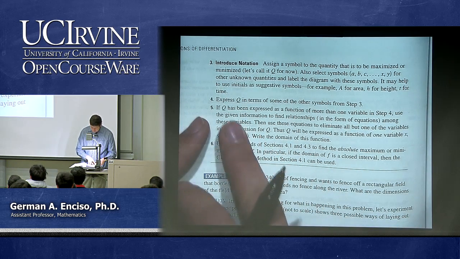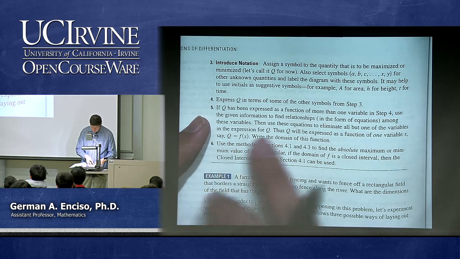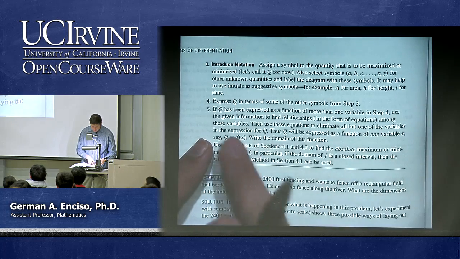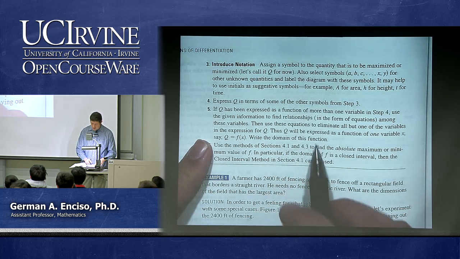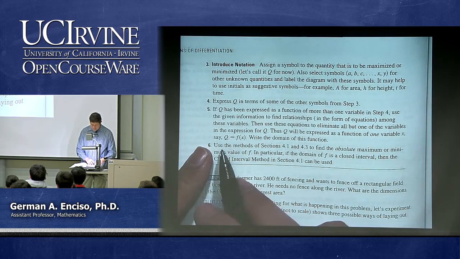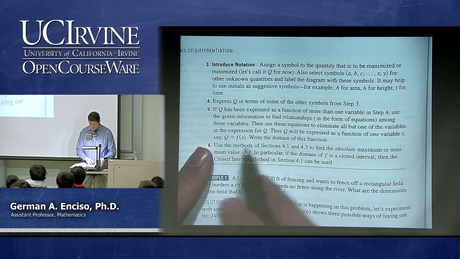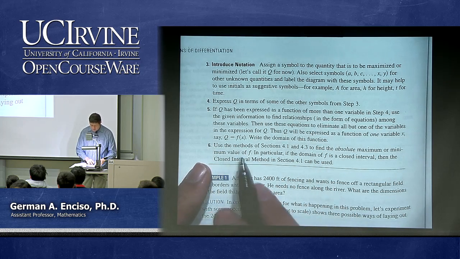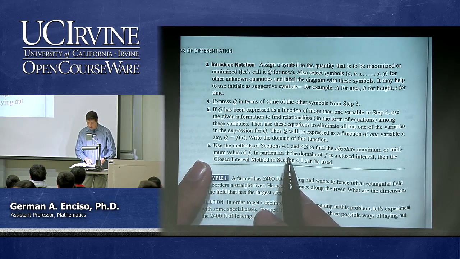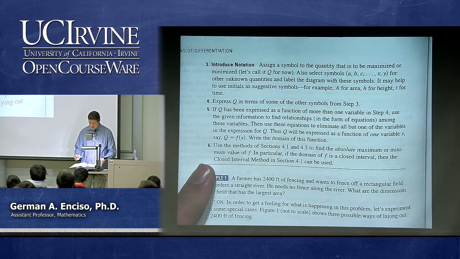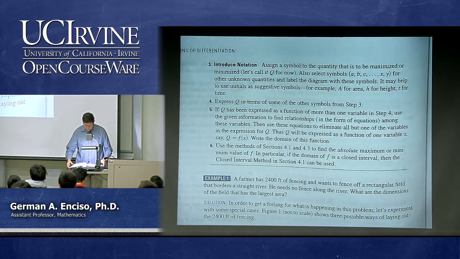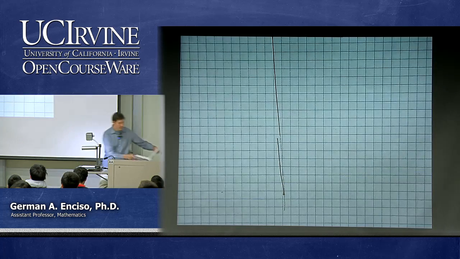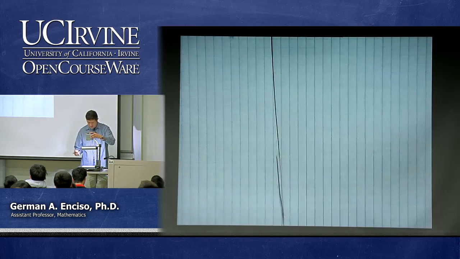This is probably too much information. Use the equations to eliminate all but one of the variables. So the function, whatever you want to optimize, will be expressed as a function of just one variable x. So Q equals f of x. Write the main function and use the methods of the sections on maxima and minima to find the absolute minimum or maximum value of f. All right. So I don't want to dwell too long on this without actually telling you an example.